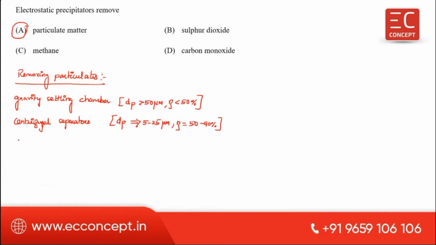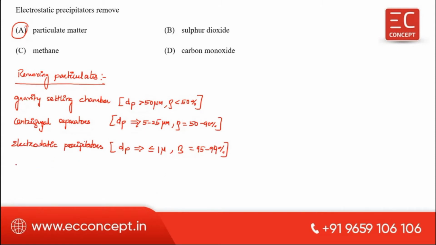And the next one is electrostatic precipitators. For electrostatic precipitators, the diameter of particle that can be removed is less than or equal to 1 micrometer and the efficiency is very high, that is 95% to 99%. So this data they will ask you in the examination.